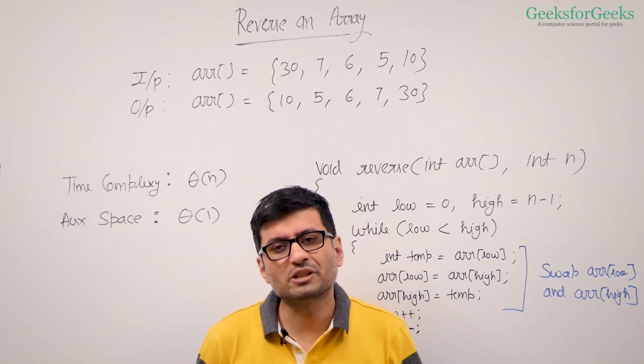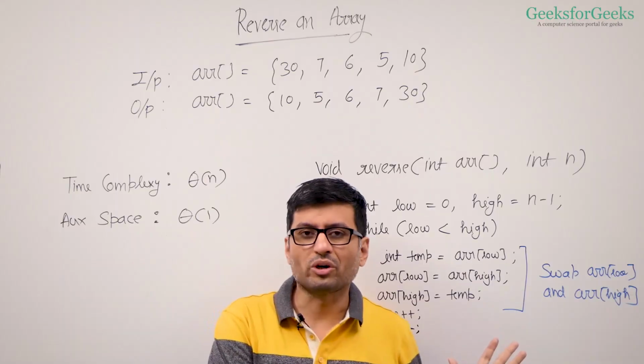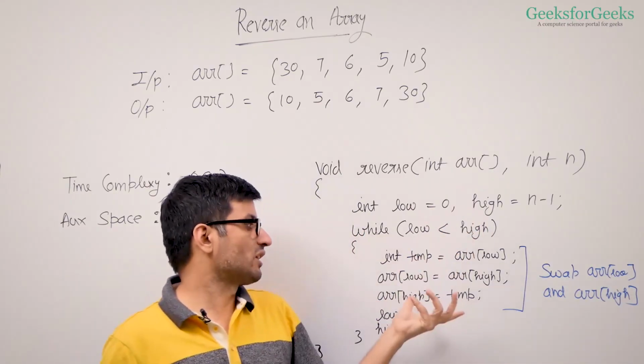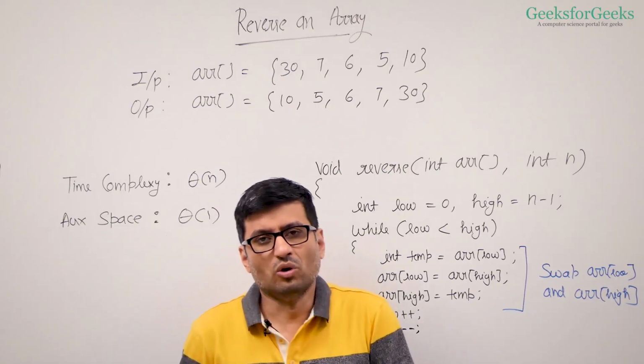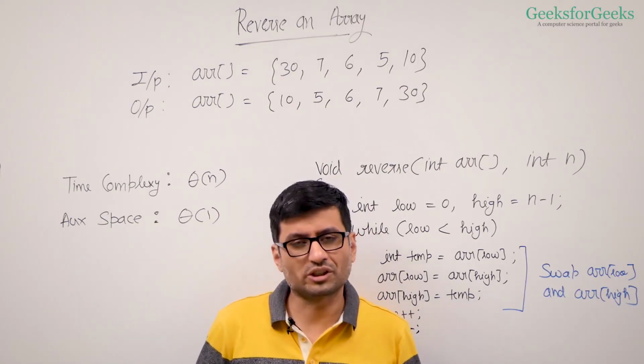And how much auxiliary space does this solution require? If we leave the input array, other than input array, we need few extra variables, low, high, temp. So it needs theta 1 extra space, constant extra space.